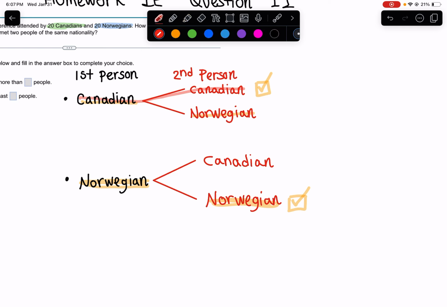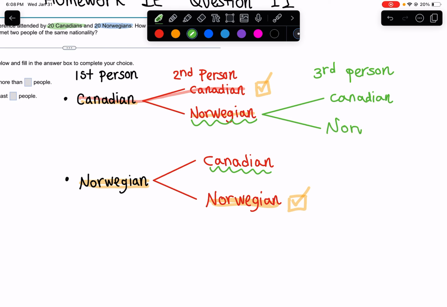Now, take a look at the next line for me, okay? So I met the second person, but there were two cases, like this case right there and this case right there. If I start with Canadian and met a Norwegian, then I really didn't meet two people from the same country yet. So let's say that I go meet the third person. I could either meet a Canadian or a Norwegian, right?